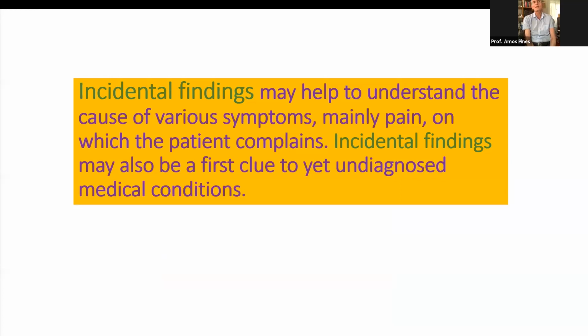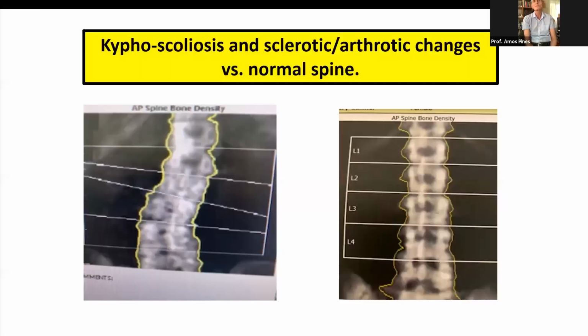So incidental findings may help to understand the cause of various symptoms, mainly pain, of which the patient complains. Incidental findings may also be a first clue to yet undiagnosed medical conditions. For example, on the right side, you see a normal density of the spine. On the left side, you see a scoliotic spine with arthrotic sclerotic changes. So this patient probably will complain of pain, of low back pain. And maybe this would be the first clue to understand why he has this pain.